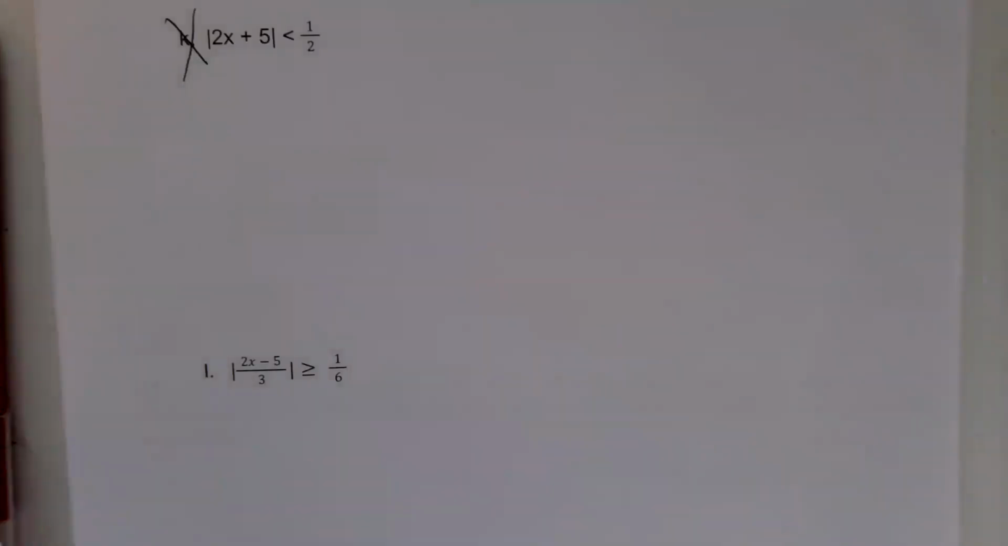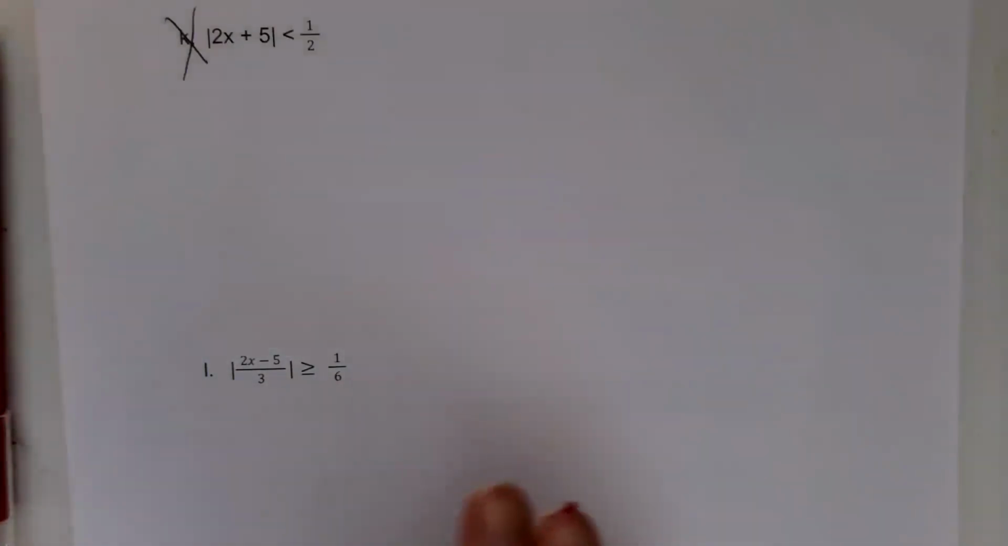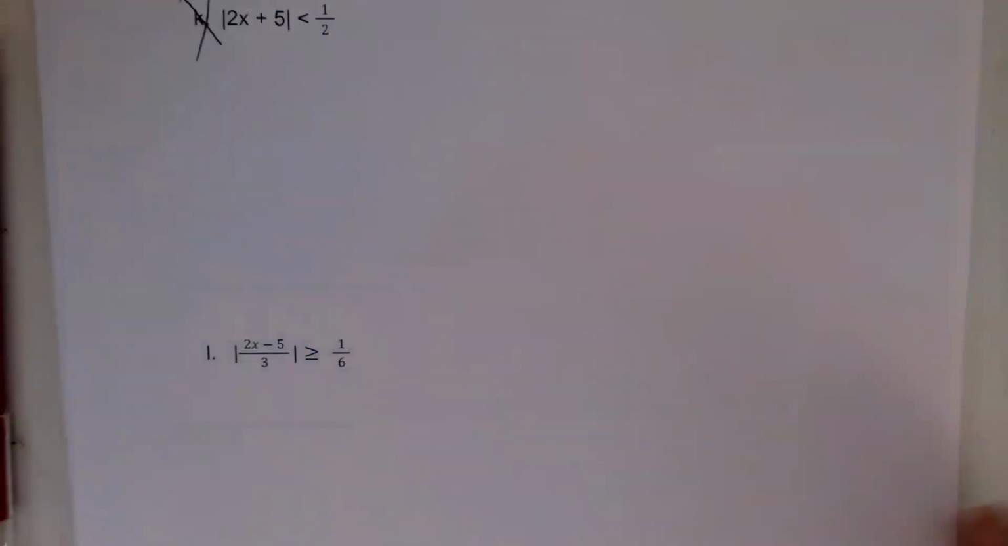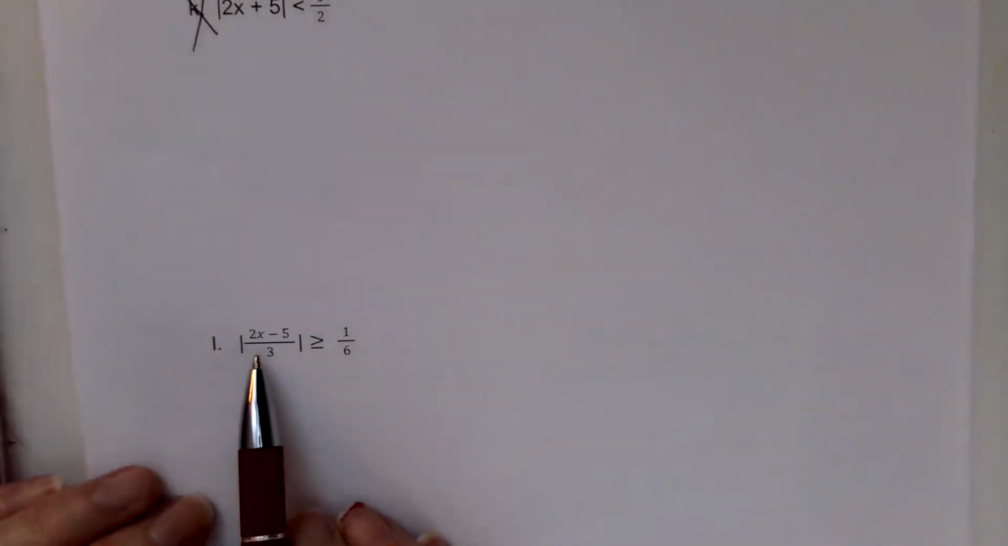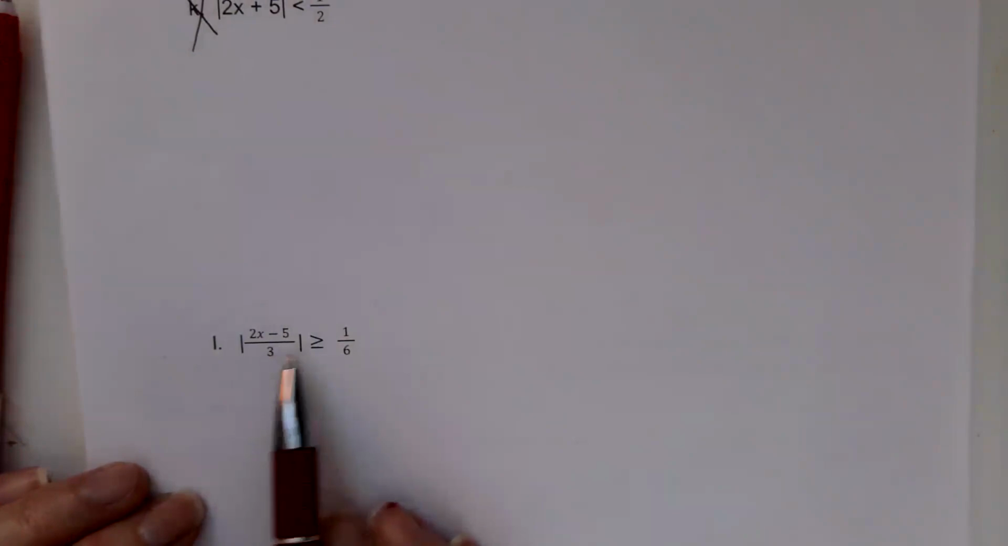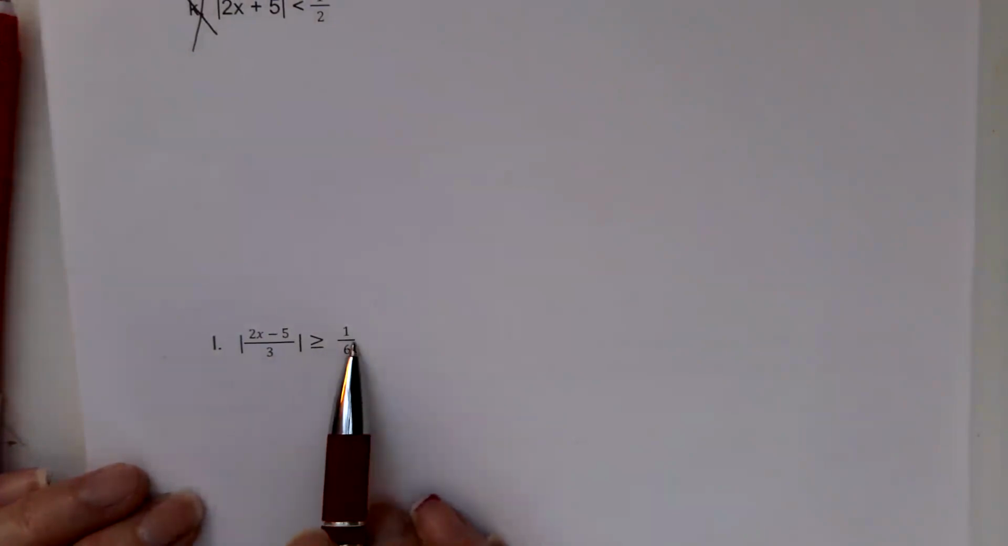And like I said, G and I, and then J and K are on the extra video. And my last problem here for 2.7 is L. The absolute value of 2x minus 5 over 3 is greater than or equal to 1/6.